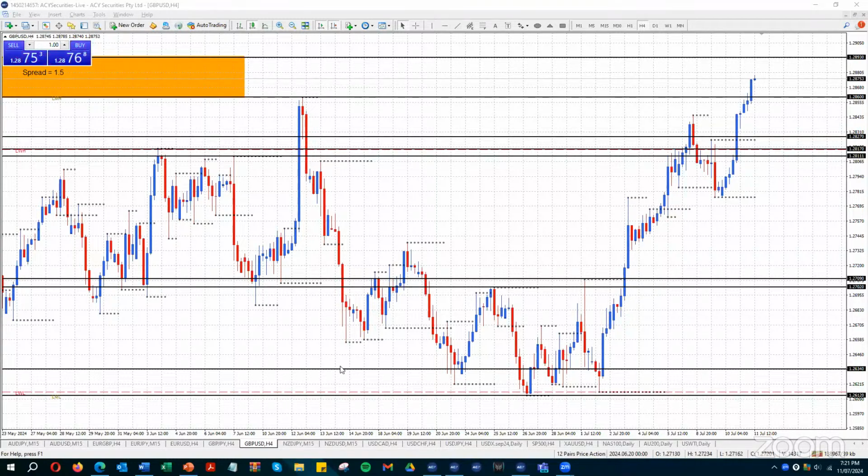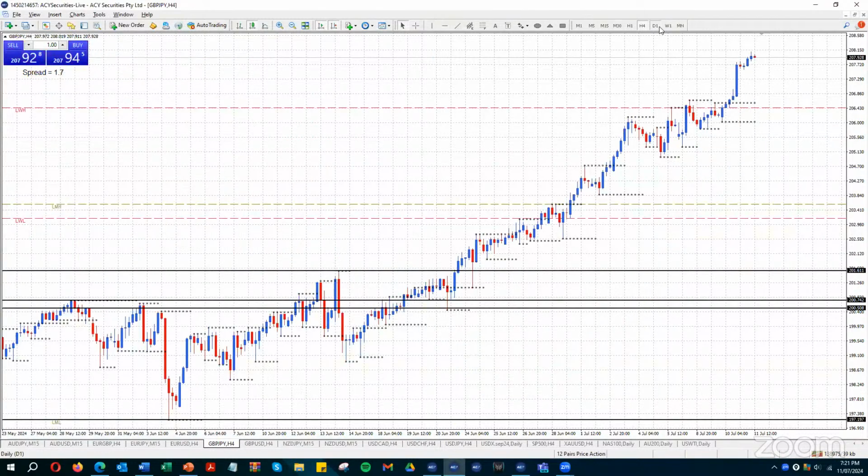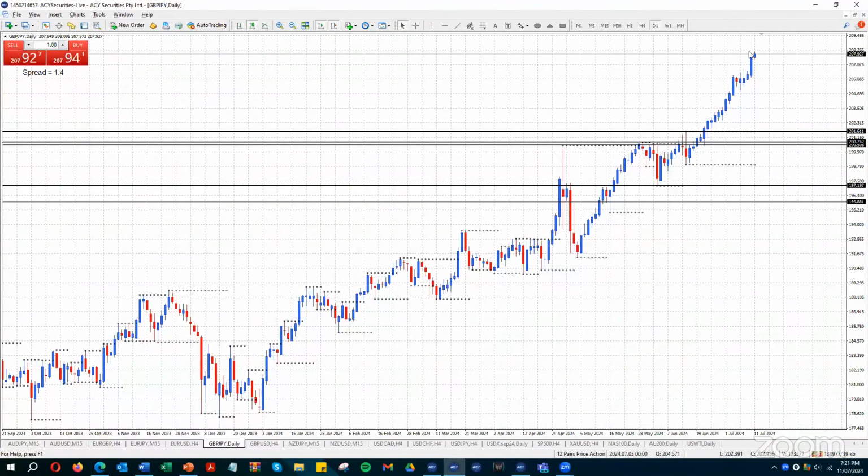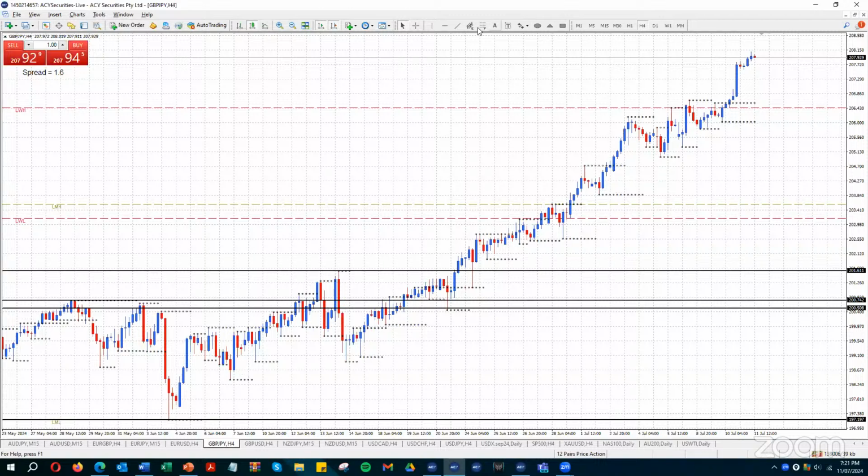Pound yen, with the pound dollar moving up so abruptly, pound yen is just screaming up at the moment. You've got the same issue as all these yen pairs. Really, I don't want to be buying at the top of the move. And you can see on the day chart here, we've barely had any kind of pullback. To the 4-hour, significant 4-hour range is here.